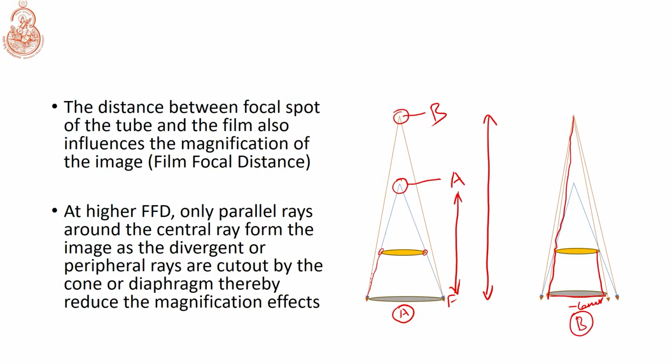The image that has formed in picture B is much smaller, and this is all because more of the parallel rays are coming through when we increase the film focal distance. And for this reason, the magnification is also going to get reduced. When the film focal distance is reduced, the magnification is going to increase. When the film focal distance is increased, the magnification is going to get reduced.